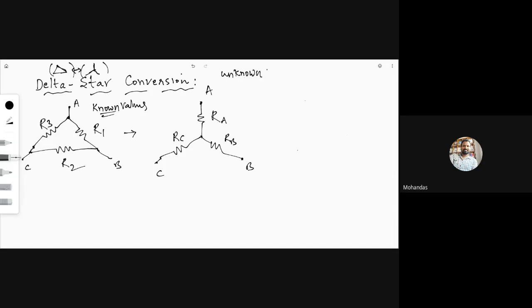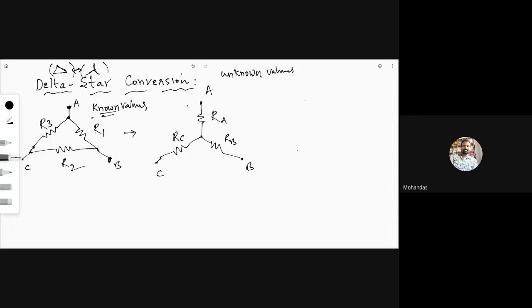Now see here, while converting a particular delta connected resistor into a star, there is one condition. What is that condition? Listen carefully. The condition is that the equivalent resistance seen by the two terminals in delta fashion should be equal to the equivalent resistance seen by the two terminals in star fashion.